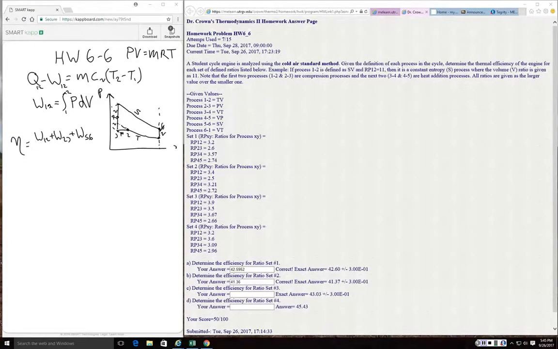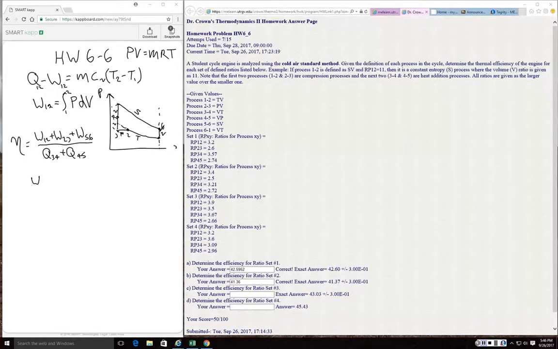And then finally we need our Q in. So we have Q in, actually from 1 to 2 we have Q out. From 2 to 3 we have Q out. From 6 to 1 we have Q out. But the only Q ins are the Q from 3 to 4 and the Q from 4 to 5. So I can now replace those work terms with the equations for, let me just write them first as each of those.